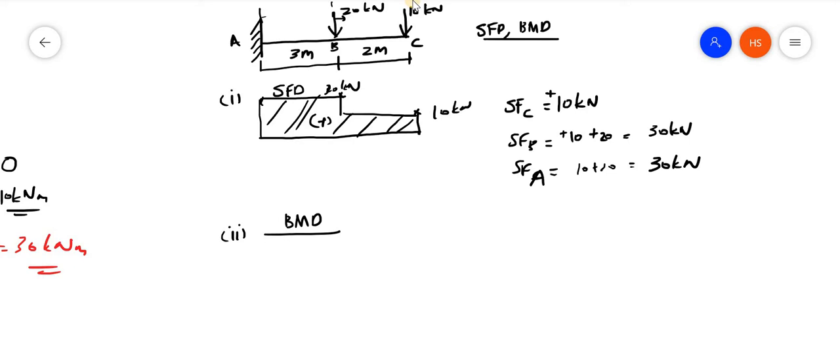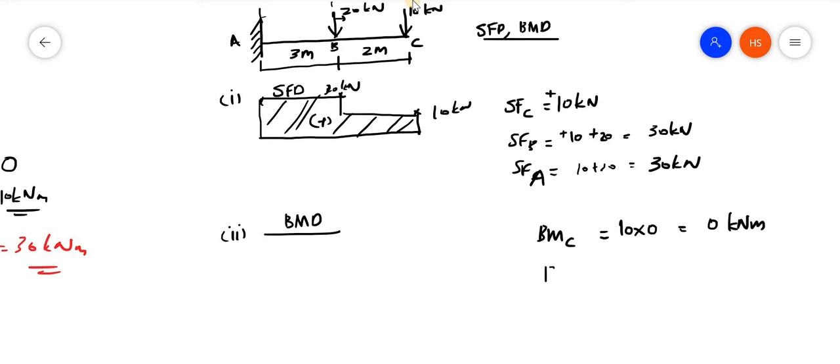So the bending moment at C. What is BMC I am taking? Bending moment at C is equal to 10 kilonewton is there. But what is the distance? It is 0. So 10 into 0, that will be 0 kilonewton meter.